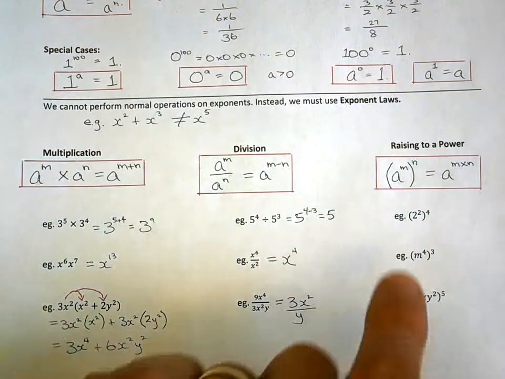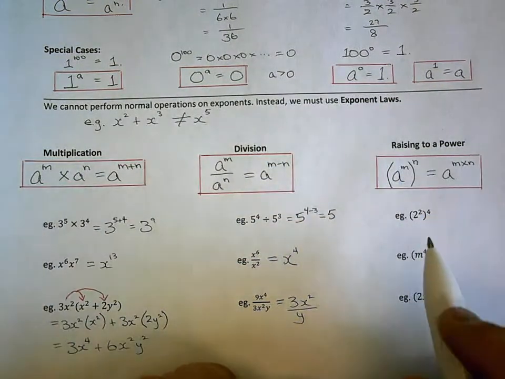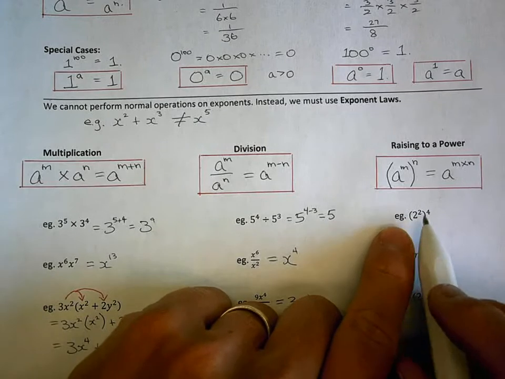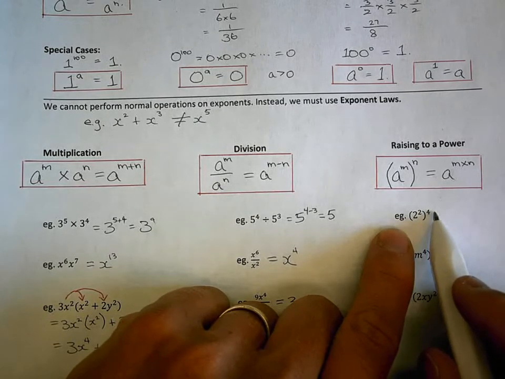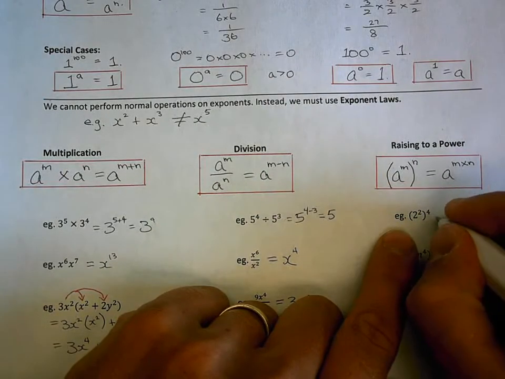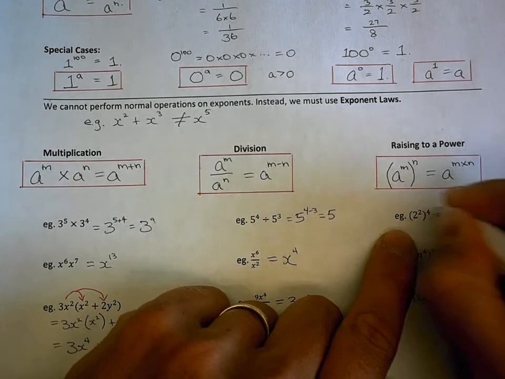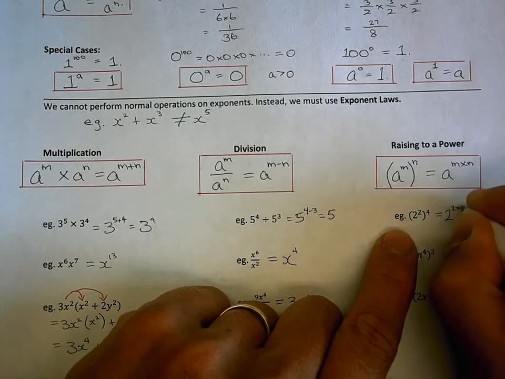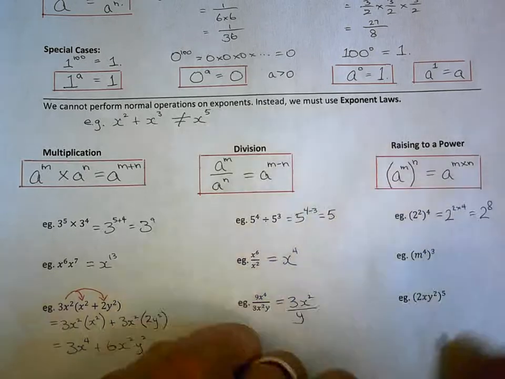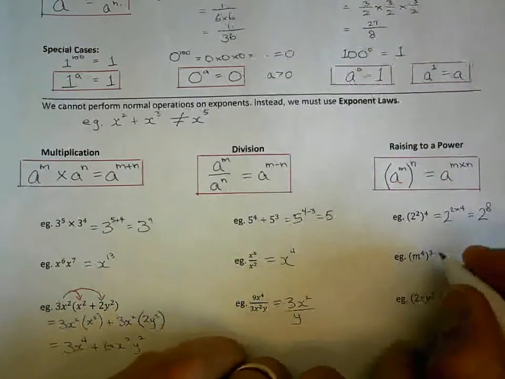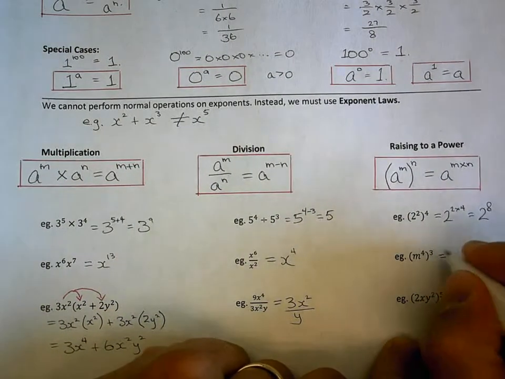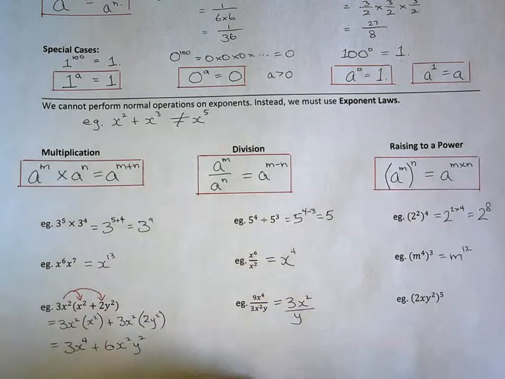Again, don't make up math. This is only allowed if you have a situation that looks like this one here. 2 to the power of 2, all to the power of 4. Well, this means that I can multiply these two exponents. So 2 to the power of 2 times 4. That gives me 2 to the power of 8. Similarly here, I end up with m to the power of 12.